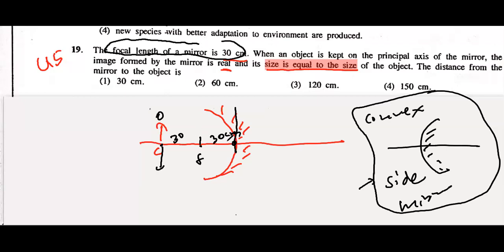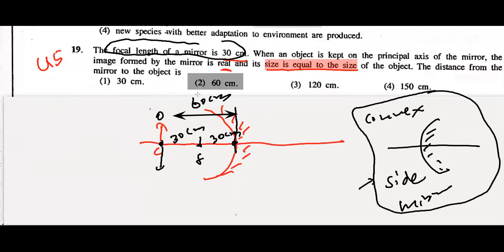If the focal length is 30 centimeters, then to reach C you take another 30 centimeters from the focal point. That means the total length will be 60 centimeters, 30 plus 30, between the object and the mirror. How does this 60 get divided? From the focal point to the mirror 30, from the focal point to the object 30. Then the image is also at the same distance. So the answer is what? Second. Please raise your hand those who got the second answer.